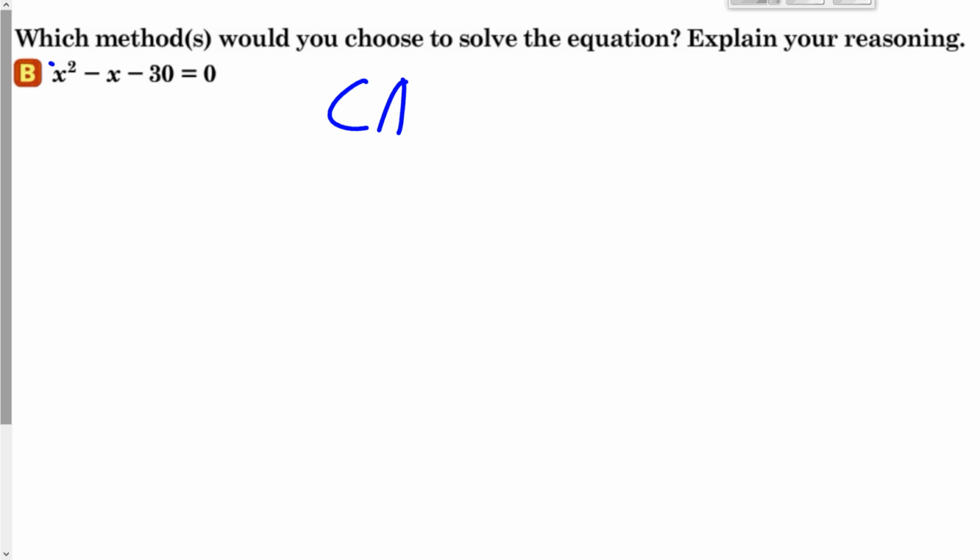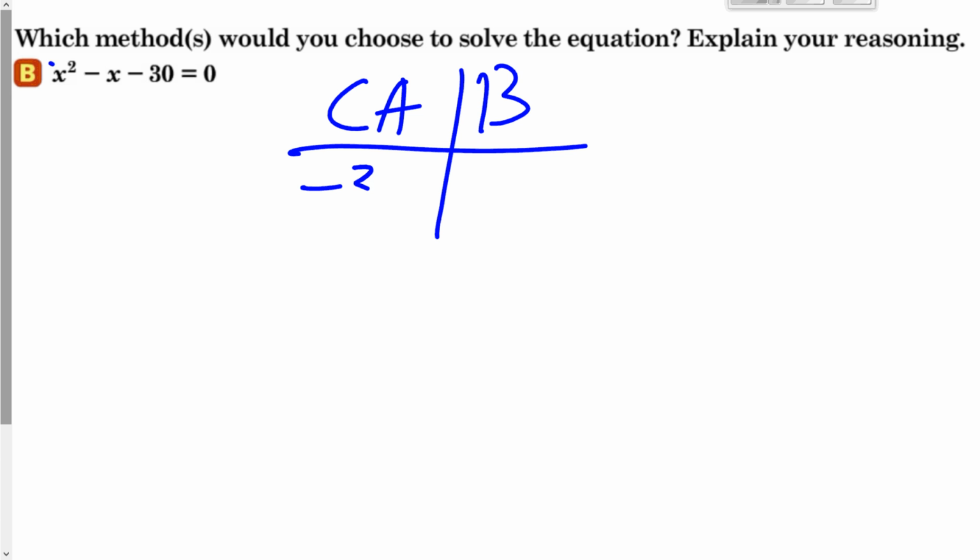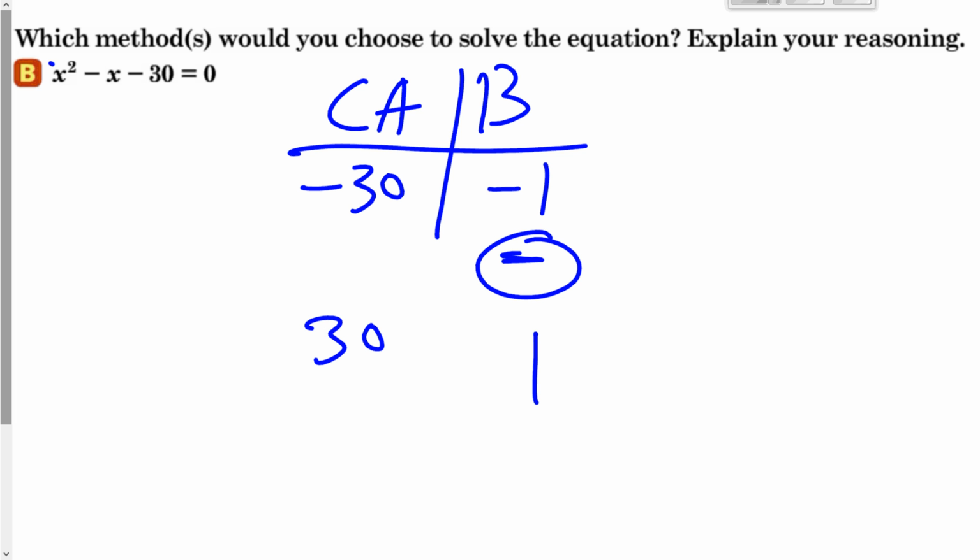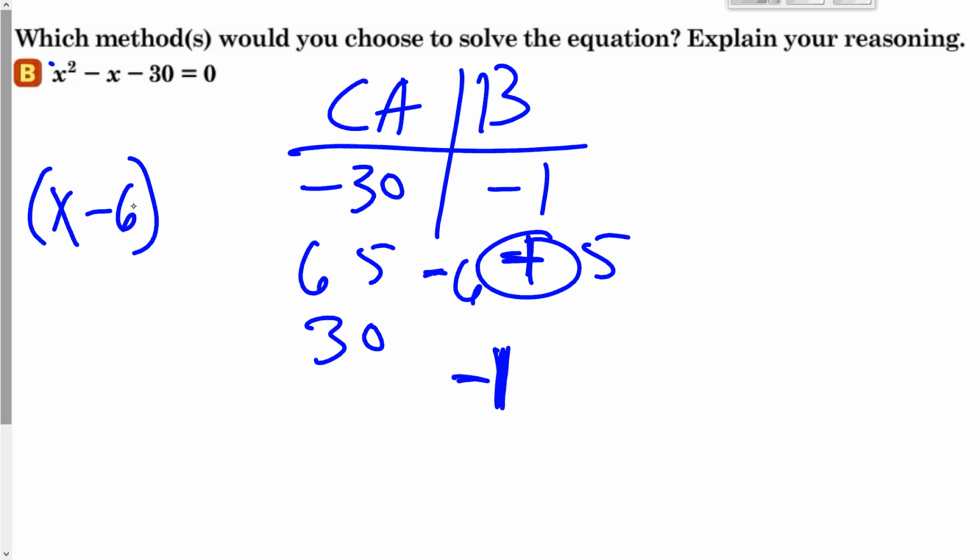My c is negative 30, and since that's negative, we're really going to subtract to the middle, so we're subtracting to get to negative 1. But we can think about this just in terms of positives. So what times what is 30, but subtracts to 1? Well, that's 6 and 5, right? 6 minus 5 is a 1. But I need a negative 1, so I need to switch this sign. So that means I need to switch places with that 6 and 5. Let the 6 be negative. So x minus 6 and x plus 5 is this side.